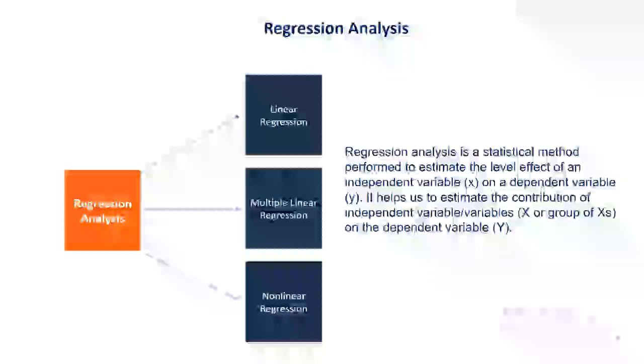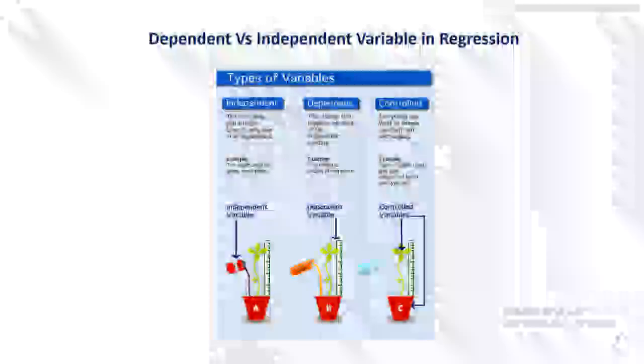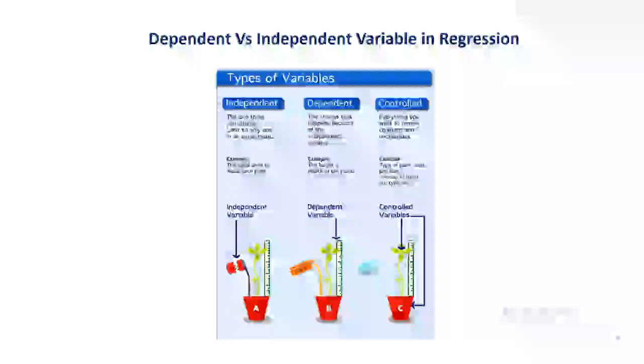And in simple linear regression, we typically have one input and one output. I'm just giving you this example. There are variables we typically come across. One is the independent variable, the other is the dependent variable, and the third is a controlled variable, okay?